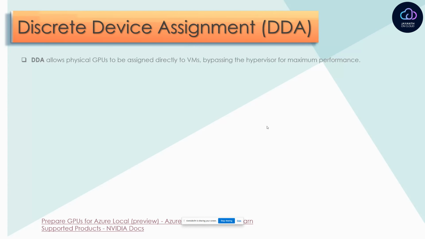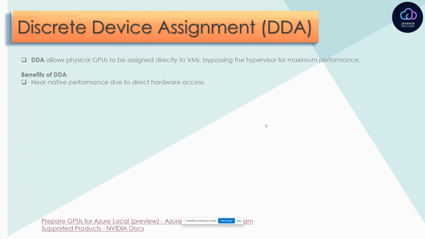If you're focusing on DDA, Discrete Device Assignment, DDA allows physical GPUs to be assigned directly to VMs, and this bypasses the hypervisor for maximum performance. So when you've got these power-hungry users running critical workloads like CAD design or whatever, you can give them the best performance by dedicating a GPU just to their session host, their own personal desktop.